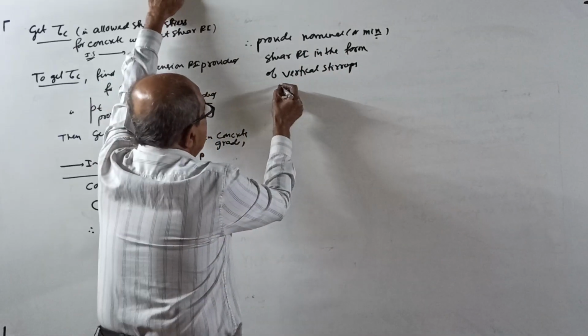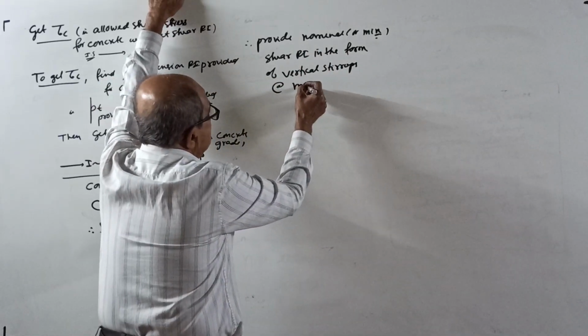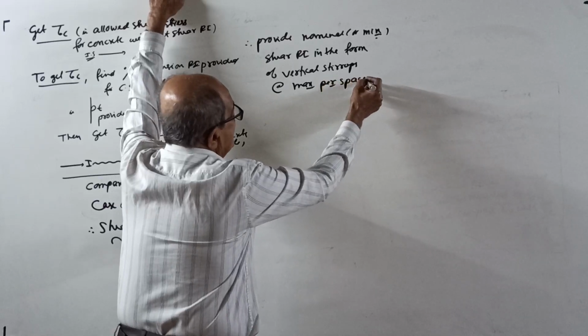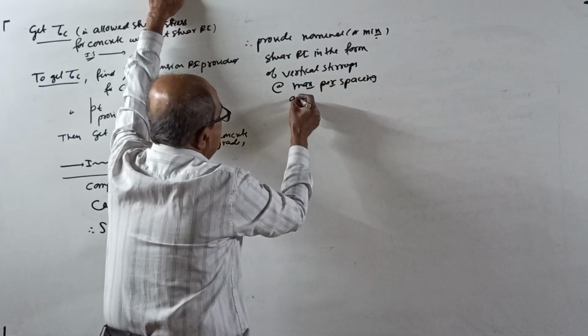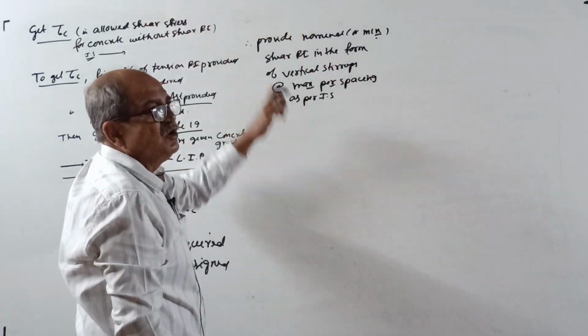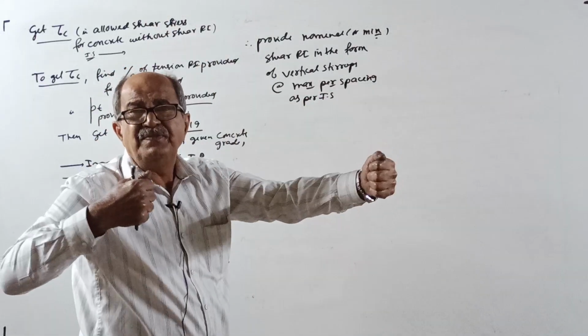Now, at what spacing? At maximum permissible spacing as per IS code. Why? Because why waste? How much IS code permits, give that much more spacing, save the steel.